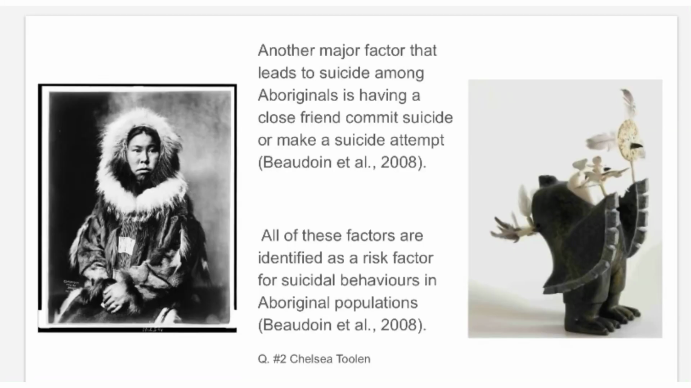Another major factor that leads to suicide among Aboriginals is having a close friend commit suicide or make an attempt to commit suicide. All of these factors are identified as risk factors for suicidal behaviors in Aboriginal populations.